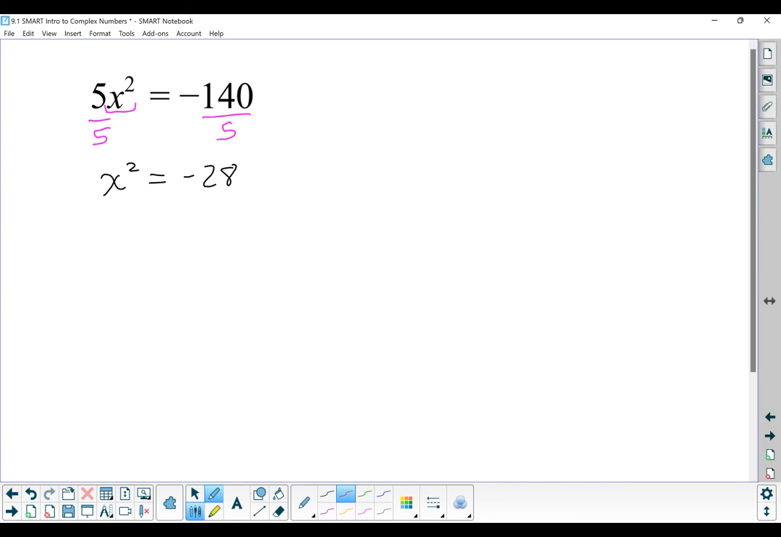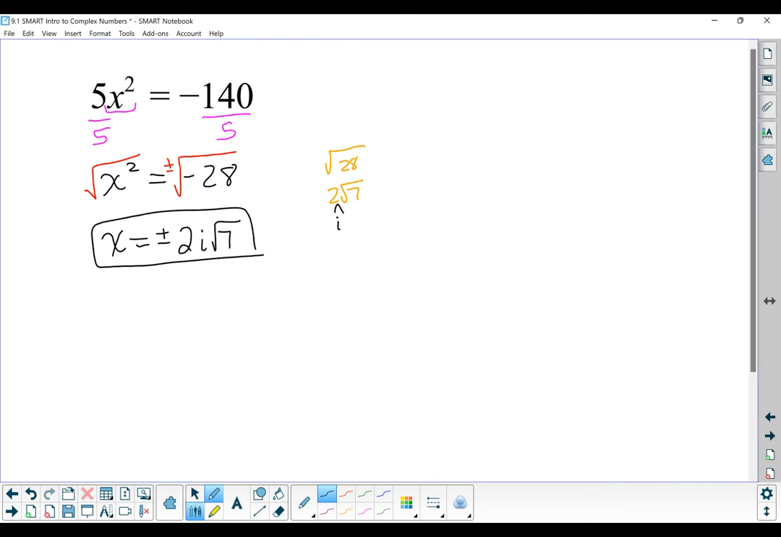We're ready to apply the square root to both sides of the equation. We know we have two answers, a positive and a negative one. And we get x is equal to, so root 28 in your calculator is 2 root 7. We have a negative under our root, so we know we have an imaginary answer. And remember that the place that we want to put that i is between the whole number and the root. So x is equal to positive and negative 2i root 7. And those are our two answers.